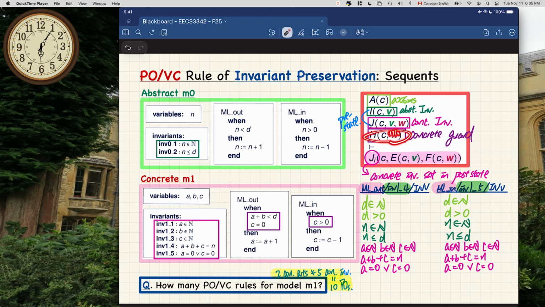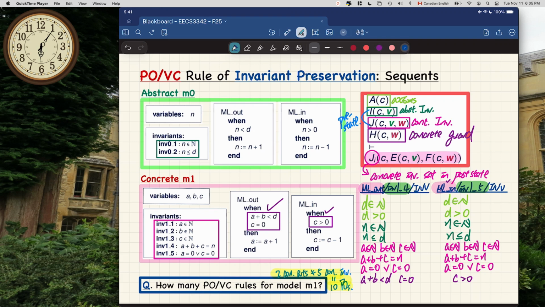And then this is the part that's going to be different: the concrete guard. One is for ML out, the other one is for ML in. So let's now do ML out right here: A plus B less than D, and also C equals 0. And this one here for ML in: C larger than 0. That's about all the hypotheses you can use.